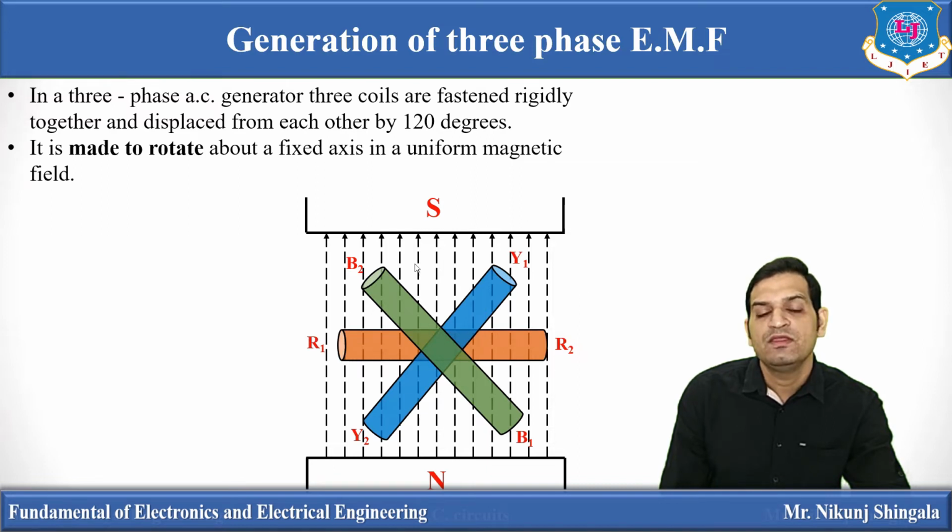In that, three coils R1, R2, Y1, Y2, B1, B2 are placed, which are connected to the same shaft, so all will be rotated simultaneously. Coils are made to rotate in the anti-clockwise direction, and you can see the angle between R1, R2 and Y1, Y2 is 120-degree. The angle between R1, R2 and B1, B2 is 240-degree. The angle between Y1, Y2 and B1, B2 is 120-degree also.